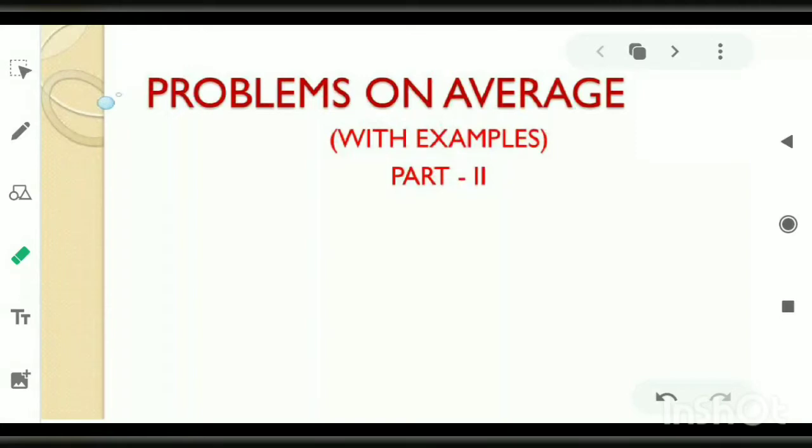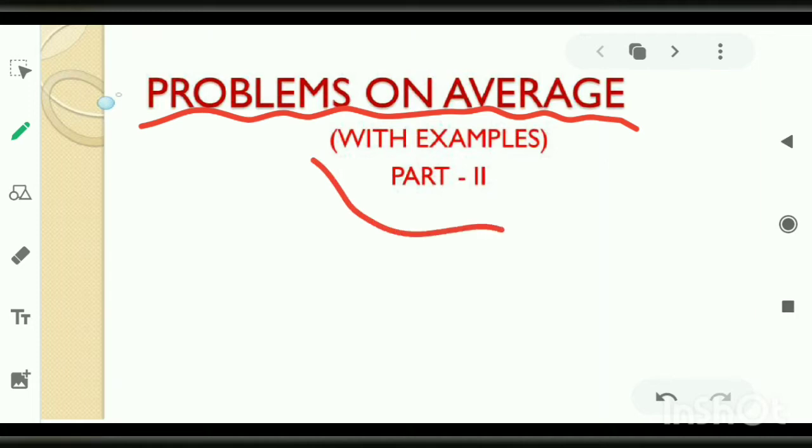In the previous lecture, we discussed how to deal with problems on average, and we have seen some example problems also. In continuation to those example problems, we are about to see a few more example problems on the same topic today. Okay? Are you all ready to solve? Good. Let's get started.